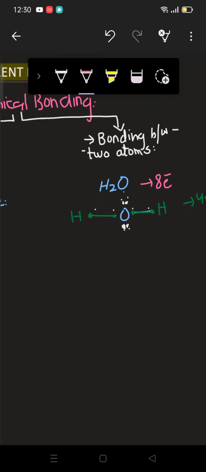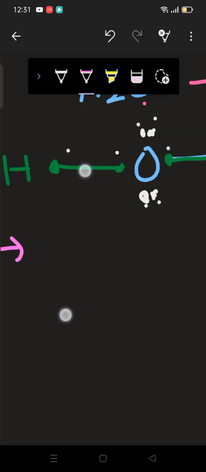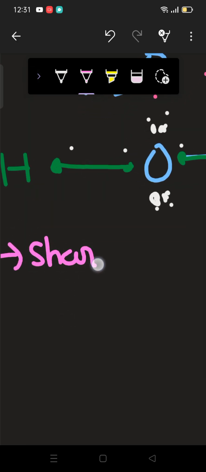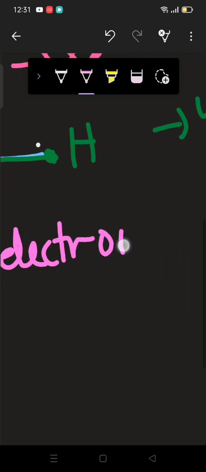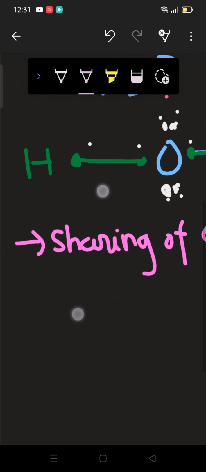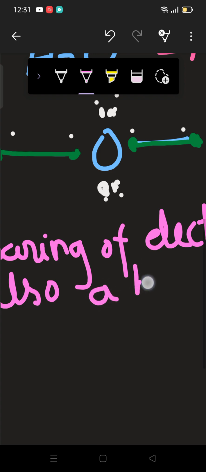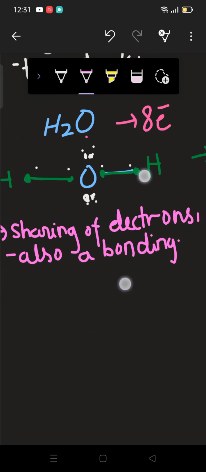The force of attraction between two atoms, which is known as electrostatic force, is also a bonding. However, here we have sharing of electrons. Sharing of electrons is also a bonding, right?